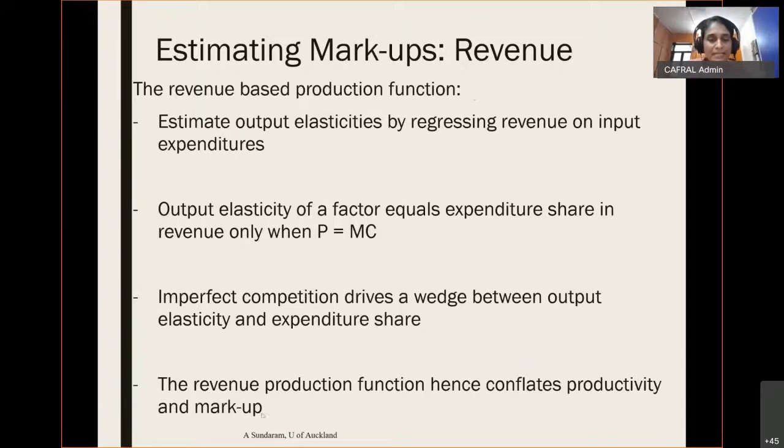But the problem is that the revenue production function conflates productivity and markups, because you're using sales, let's say, on the left-hand side, and on the right-hand side, you're using expenditure on materials, expenditure on labor. So those are dollar values, right? And so they also conflate the markup. Ideally, what you want is just physical quantity of outputs, physical labor, physical materials, right? And that's what your physical productivity function should be, but that's very hard to get. So ultimately you end up using this revenue function, but keep in mind that the revenue production function will conflate markup and productivity.